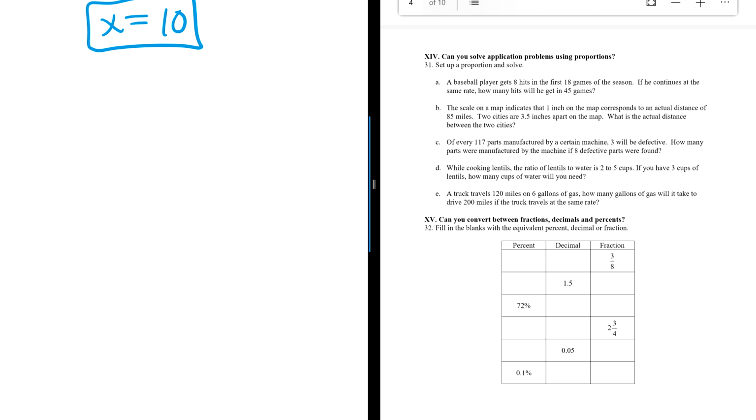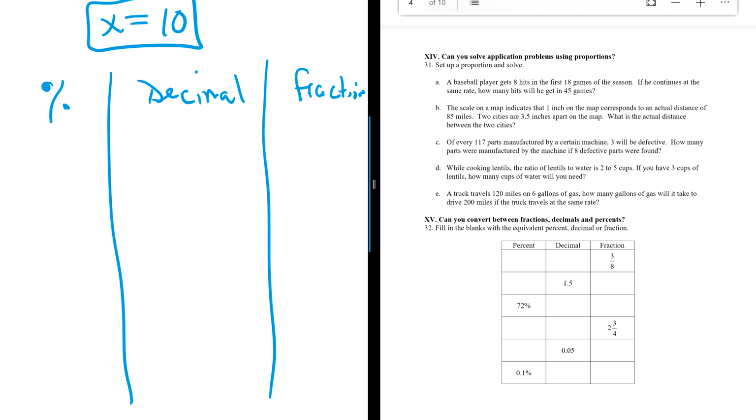All right, now check out this chart here. Fill in the blanks with the equivalent percent, decimal, or fraction. All right, this is with a calculator now, so this is nice. So here I've got a percent, I've got a decimal. I don't think I can copy that over here. And this is a fraction. Excuse my writing. I'm getting tired, and soon I'll be making mistakes.